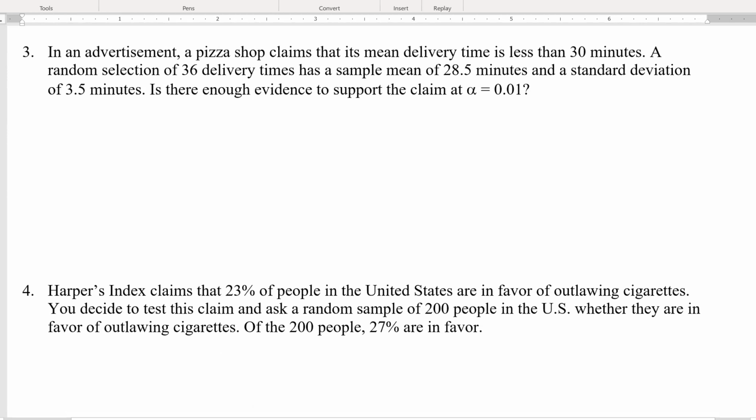Advertisement, pizza shop claims. All right. Mu is equal to the average what?